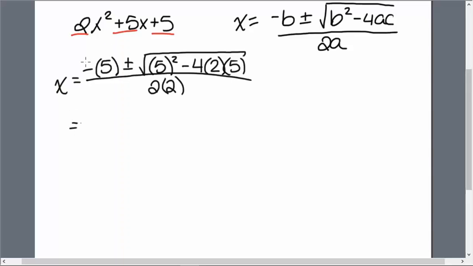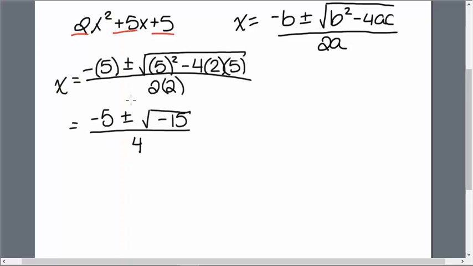So the first guy, negative 5, that just is negative 5. Plus or minus the square root, this is 25, minus 4 times 2 times 5. So this is 8 times 5, or 40. So therefore, I have that 25 minus 40 is negative 15. And all of it is over 2 times 2, or all of it is over 4.